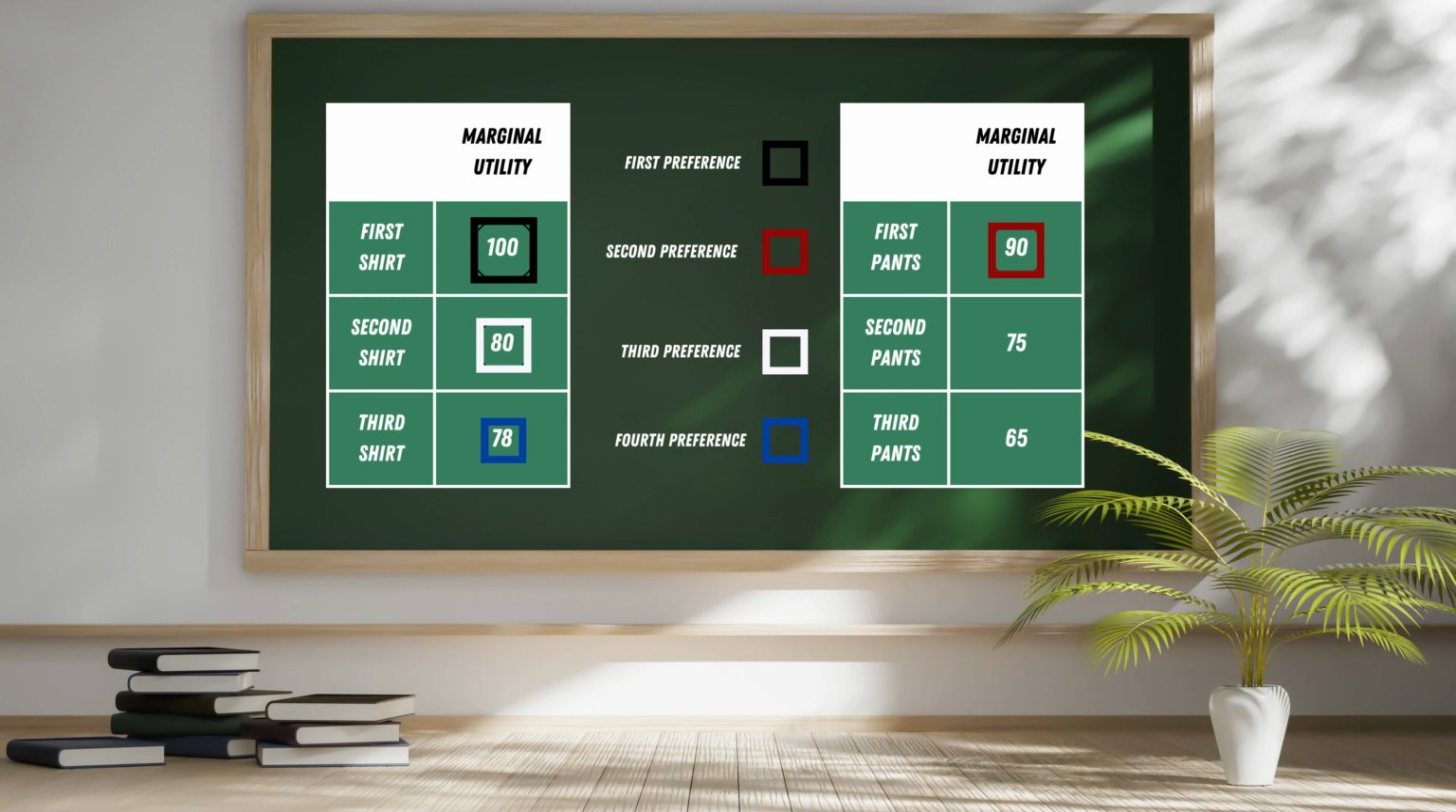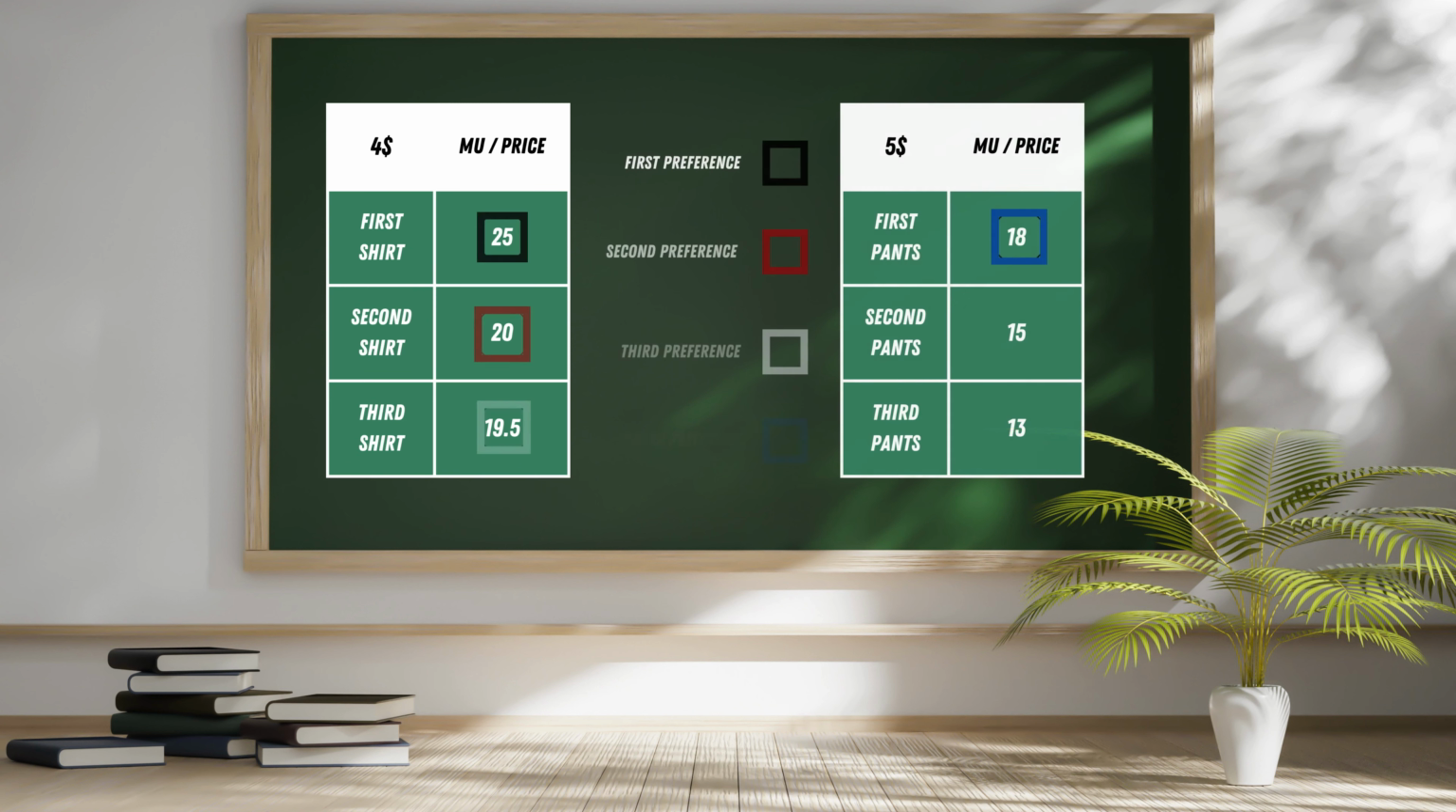Now, it seems that buying the second shirt would give him more satisfaction than buying the second pair of pants because it provides 80 additional utility, which is greater than 75. When buying our last item, we see that the marginal utility of the third shirt is still higher than that of the second pair of pants, so we buy another shirt. In this way, we end up buying 3 shirts and 1 pair of pants.